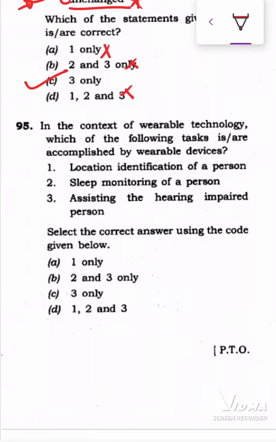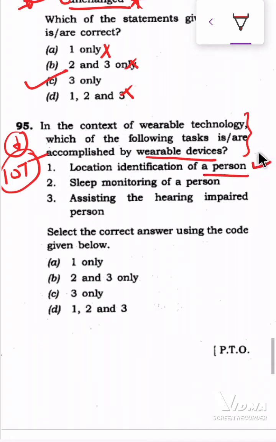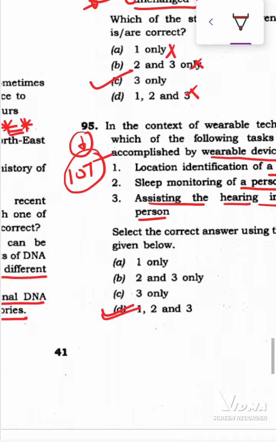Now, question 95. In the context of wearable technology, which of the following tasks are accompanied by wearable devices? It's actually the kind of Internet of Things question because we are now connected to gadgets in our day-to-day life. Statement one says location identification of a person, right? We have GPS for that. Sleep monitoring of a person, right? We have different watches that monitor our sleep. Assisting the hearing impaired person, again absolutely right. We have seen many older persons now wearing various devices which are helping them hear. So all the three statements are right. So option D is the correct answer.